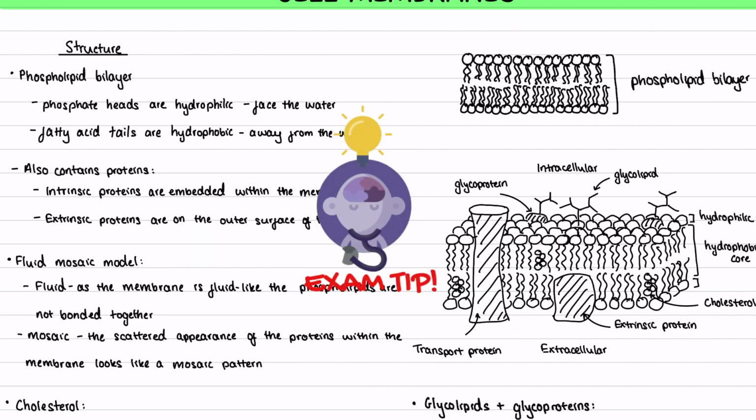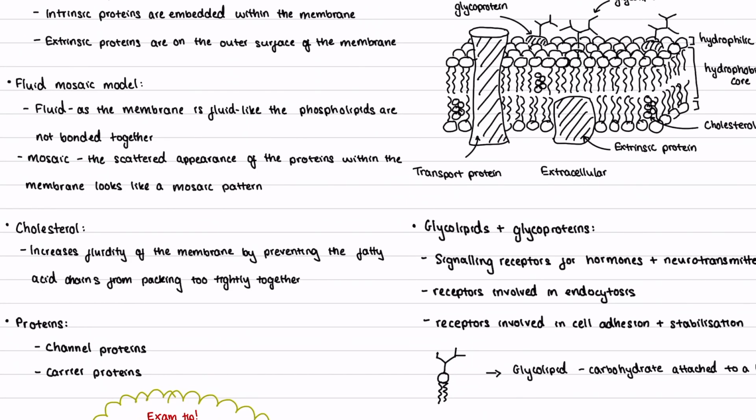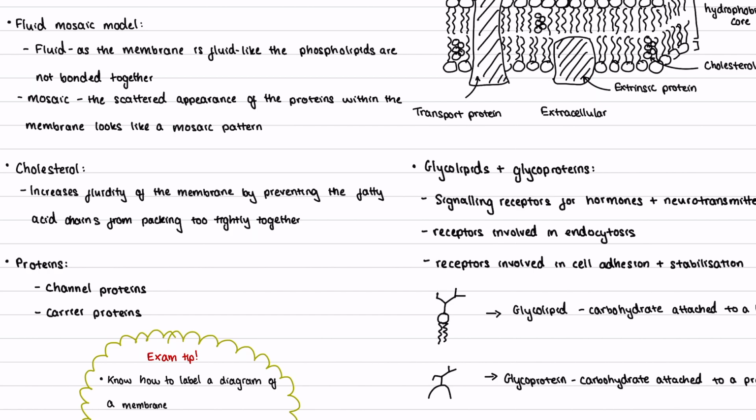Now, in your exam, you might be asked to explain why the plasma membrane is described as a fluid mosaic model. The fluid aspect comes from the fluid-like phospholipids, as they are not bonded together, and the mosaic part comes from the scattered appearance of the proteins within the membrane. Now, cholesterol is present within the membrane to determine the fluidity of the membrane. The more cholesterol present, this increases the fluidity, as it prevents the fatty acid chains from packing tightly together.